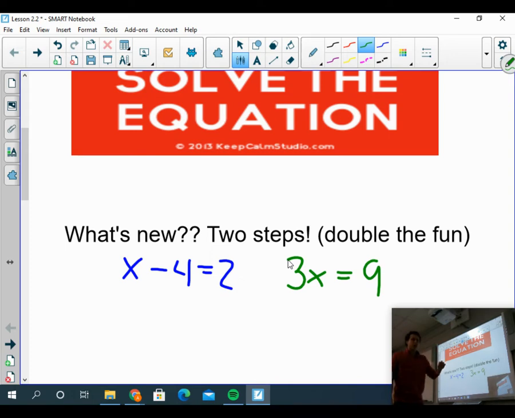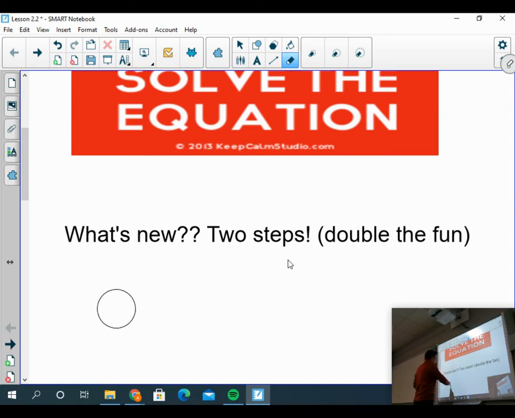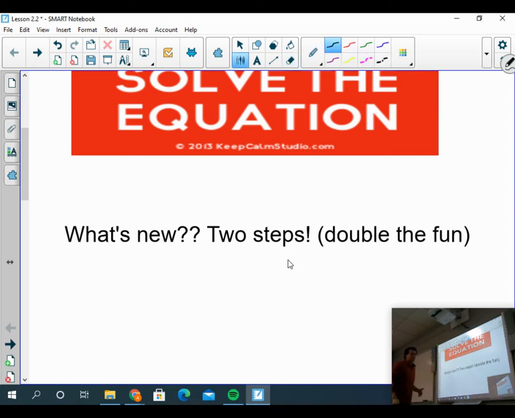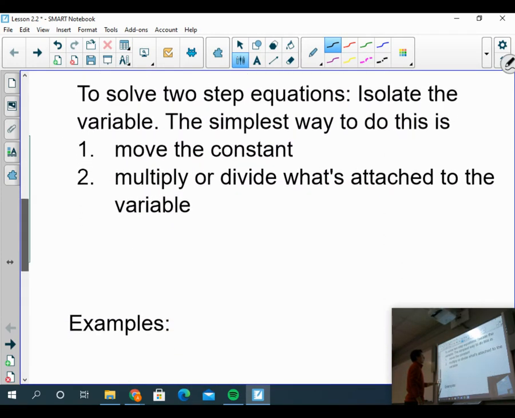Again, if that's foreign to you, if you look at these and you're like, I don't really know how I would solve those, I would pause the video, go back and rewatch 2.1. Okay? So we saw those in the last video, and we learned how to solve them using inverse operations, and that was great. But we can't just stay there. The question becomes, how do we solve more complex equations? What if it has multiple steps? And that's what 2.2 is really going to be all about.